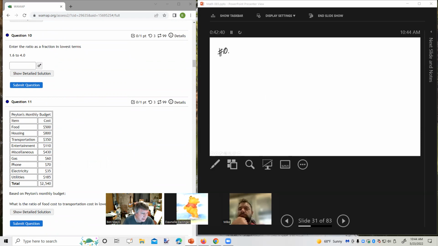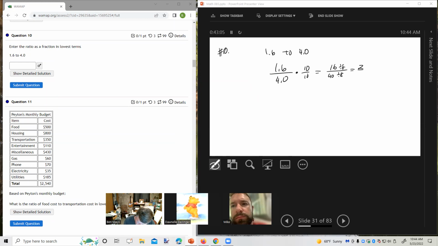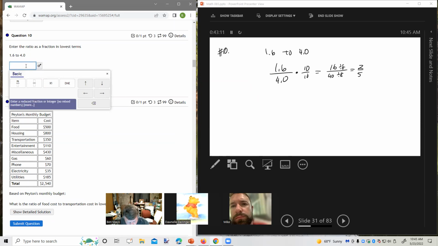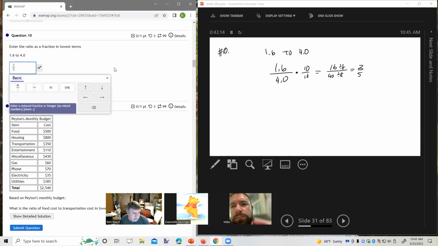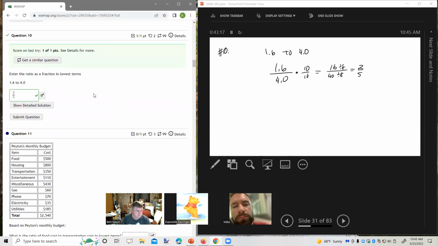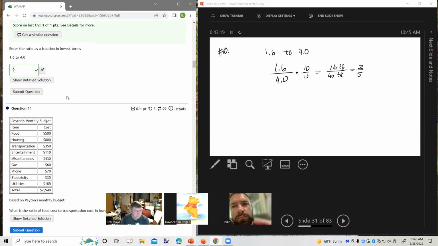Enter the ratio as a fraction in lowest terms. So 1.6 to 4.0 is 1.6 over 4.0, right? Because the first number goes on top, the second number on the bottom. I'm going to multiply by 10 over 10. So I get 16 over 40. But now I can reduce by 8. 16 divided by 8 is 2. 40 divided by 8 is 5. So the final ratio as a fraction is 2 to 5. So 2 divided by 5. Okay.